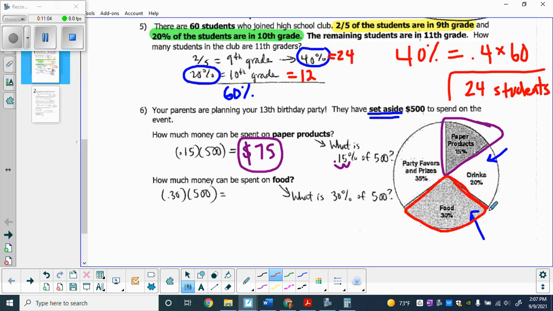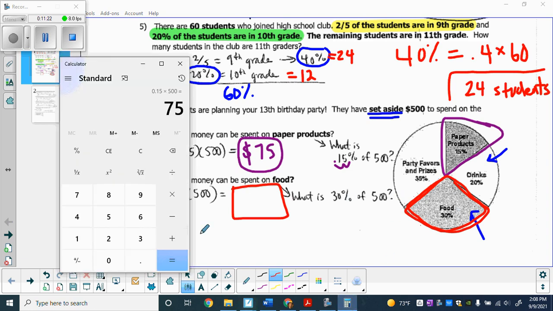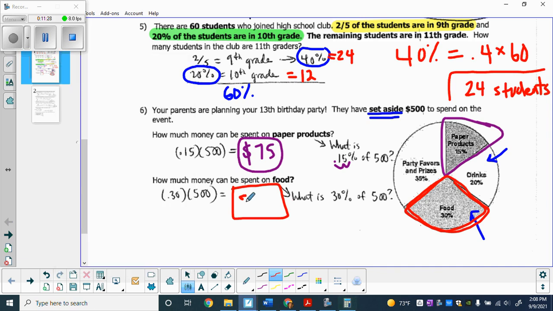Now some of you are instantly going to realize that this amount is exactly double. So you might be thinking, oh yeah, I'm just going to double this and I'm going to have my answer. And that is an excellent strategy. But what if you hadn't done this problem first? What if you didn't already know this answer? What if you were just trying to find 30% of 500? So you're going to do 0.30 times the 500, and that's 150. And of course, we expected it to be exactly double, and it is.